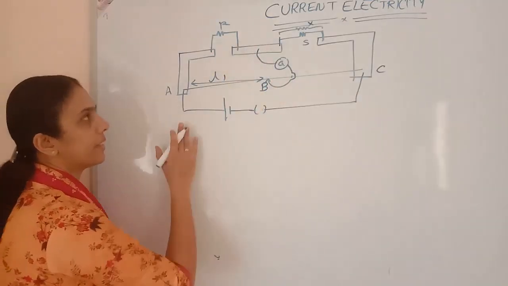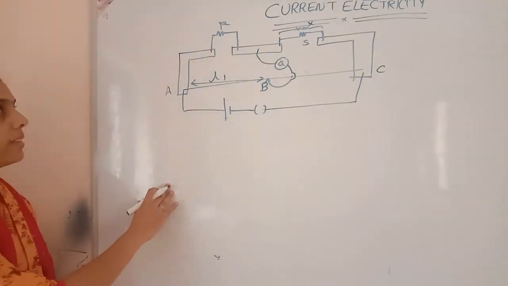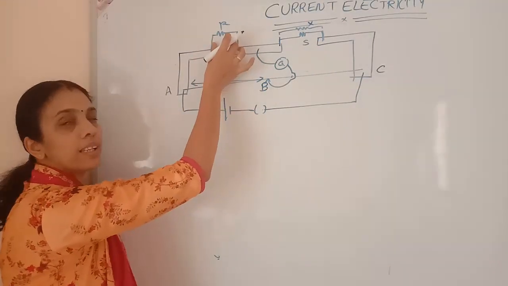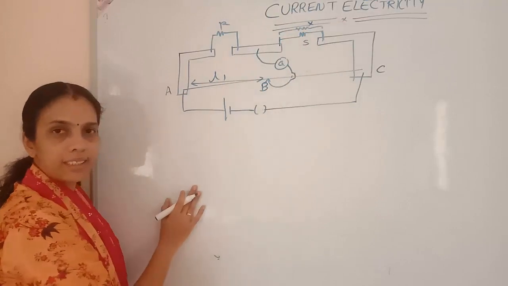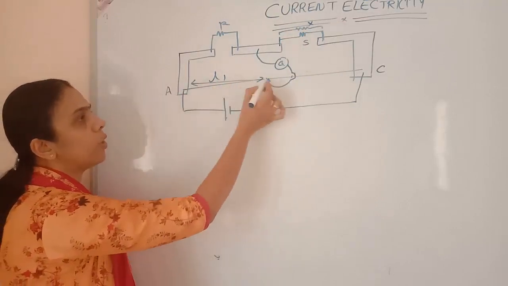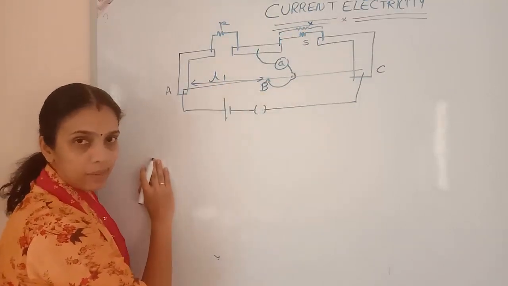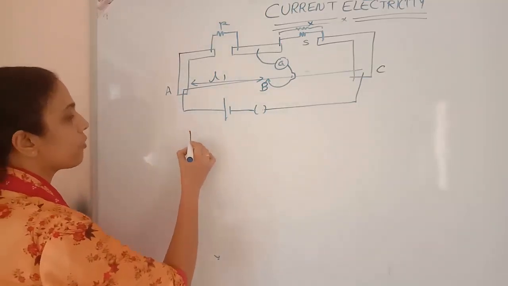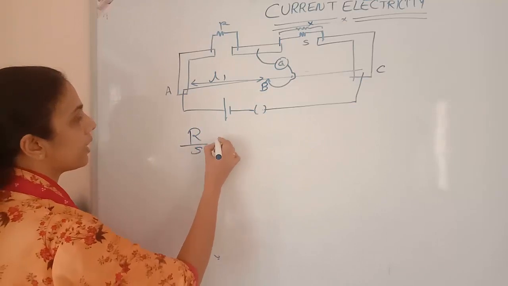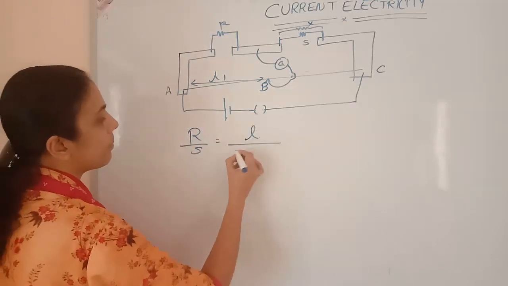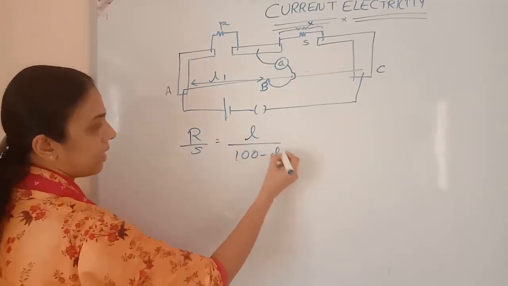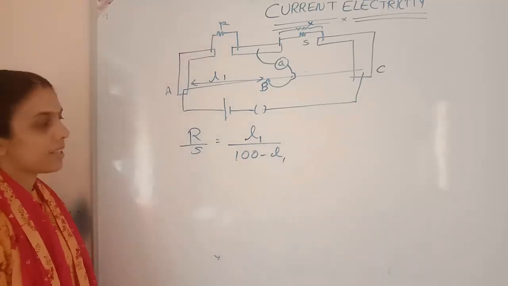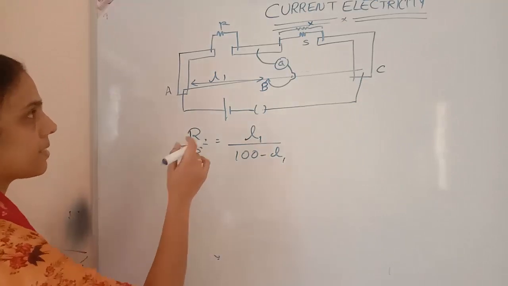So this is the diagram. The meter bridge apparatus is given, and first R is in the left gap and S is in the right gap, and we got a balancing length L1. So what is the formula as per the meter bridge? R by S equals L divided by 100 minus L. So this is L1 divided by 100 minus L1. This is for the first case.